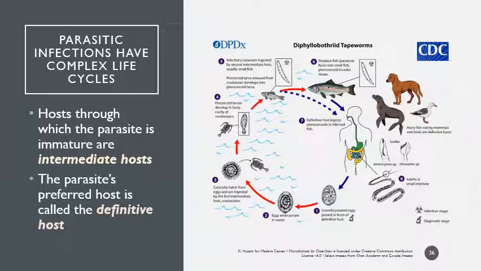So, parasites can also have very complex life cycles where they have lots of different vectors and hosts. If they have an intermediate host, like for example with this tapeworm, it uses crustaceans or small fishes or different things like that as its intermediate hosts. And those are situations in which in its life cycle it is still considered immature. If the parasite is in its preferred host and it is fully mature, that's called the definitive host.